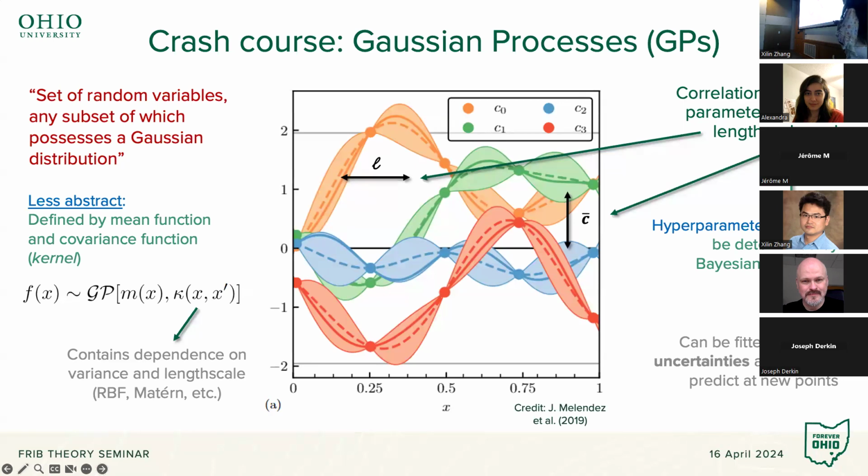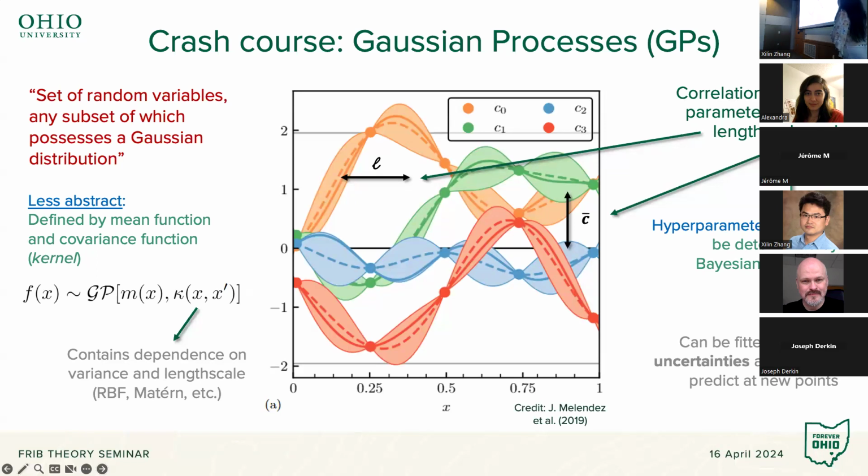What the literature usually says is that these are random variables, any subset of which possesses a Gaussian distribution, which is a little bit abstract to me. So I like to just say that these are emulators that are defined by a mean function and a covariance function. In practice, I care about this because the mean function will look at the trend of my data, and the covariance function will parameterize this correlation structure between points.